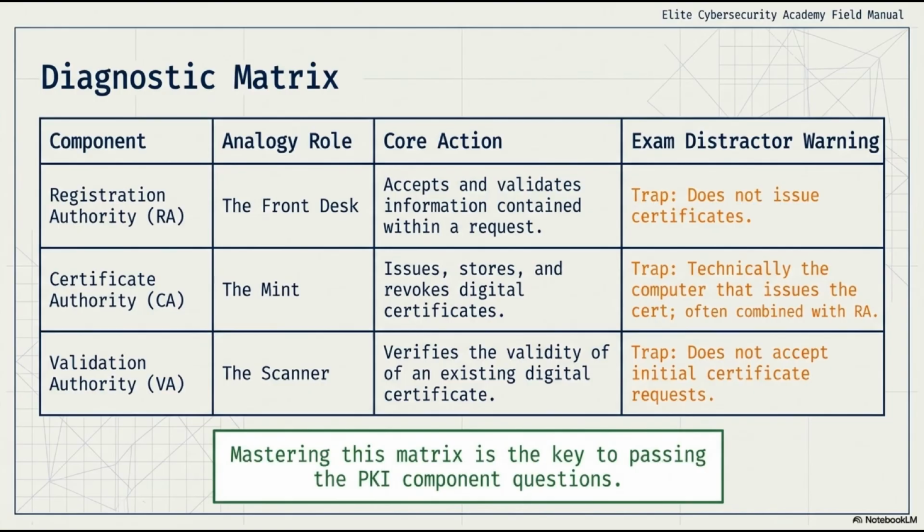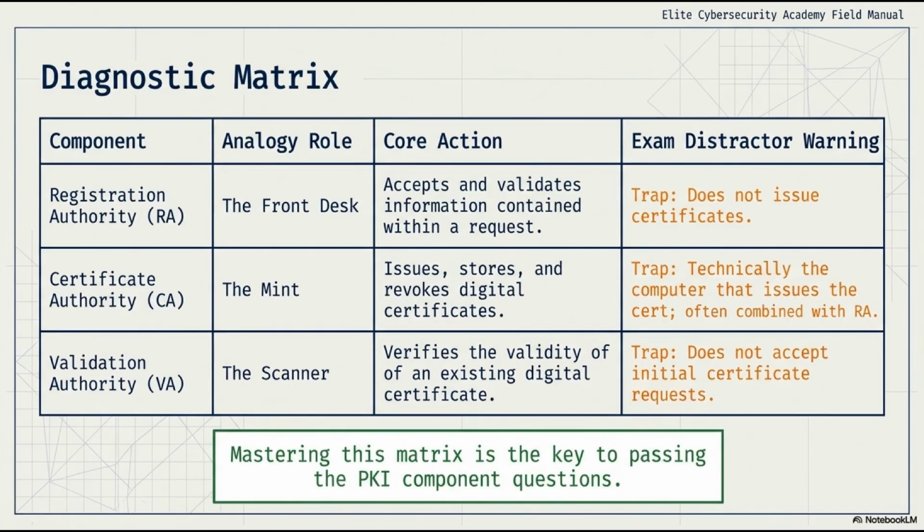Got it. And component 3, the Validation Authority, or VA. Analogy role, the scanner or border guard. Core action, verifies the validity of an existing digital certificate. And the exam distractor warning here, the trap is thinking the VA accepts initial certificate requests. It only checks existing documents.